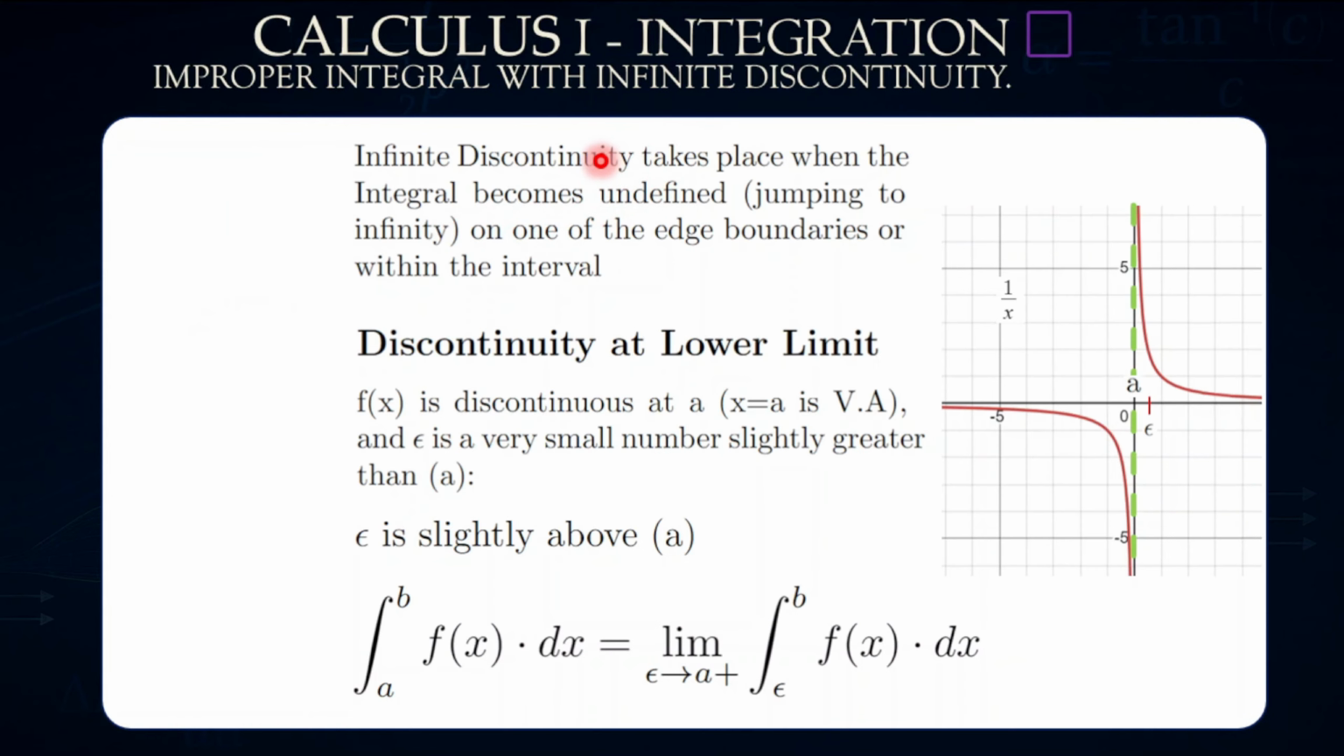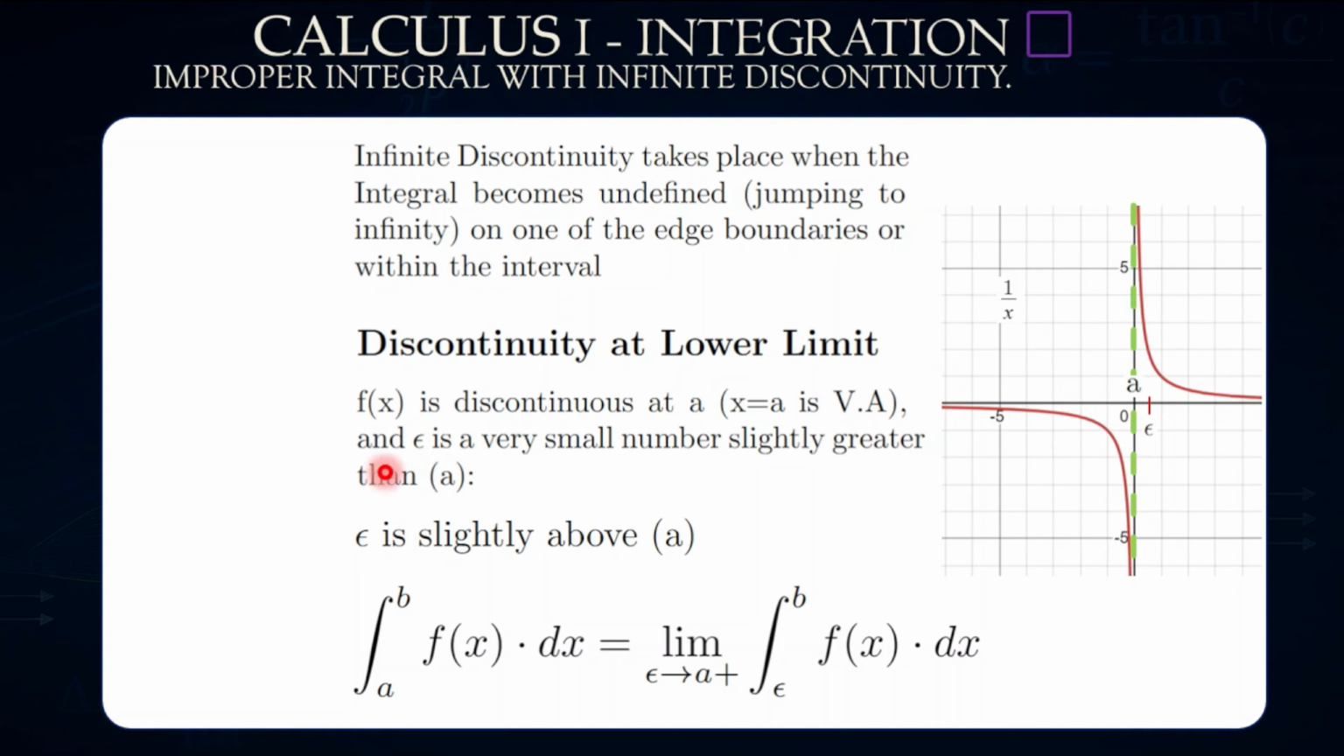Infinite discontinuity. Infinite discontinuity takes place when the integral becomes undefined or jumps to infinity on one of the boundaries, or within the interval at one point in the midst of the interval. A discontinuity at a lower limit is when f(x) is discontinuous at the point x equals a, where x equals a is a vertical asymptote, just like for the function 1 divided by x. For x equals 0 in such a case, you have a jump to plus and minus infinity for this curve. So this function is not defined at x equals a. That's why you cannot solve this integral properly at this point.